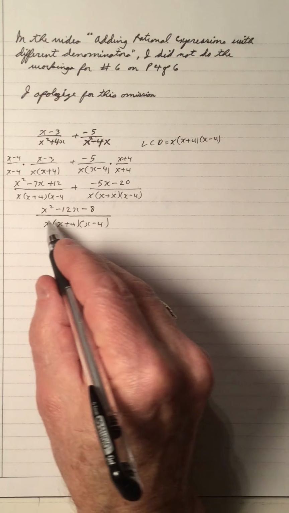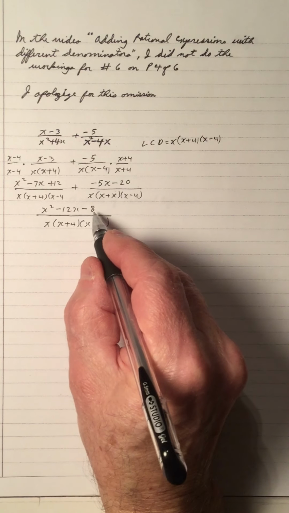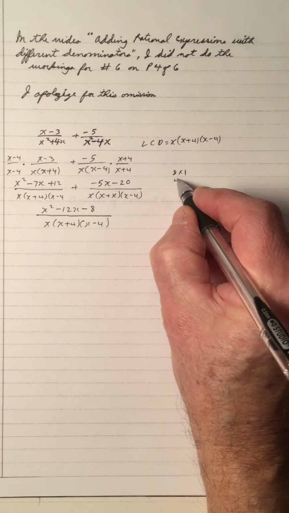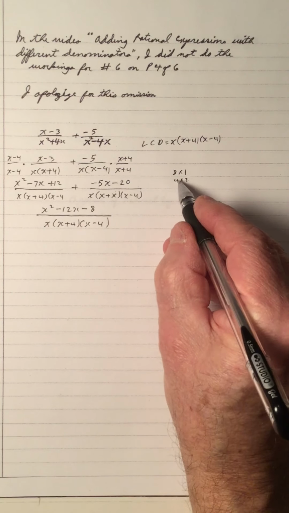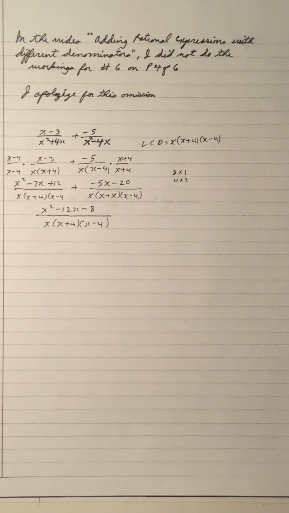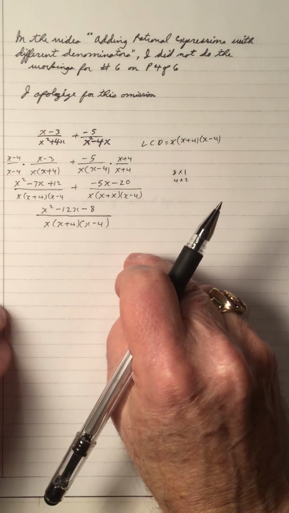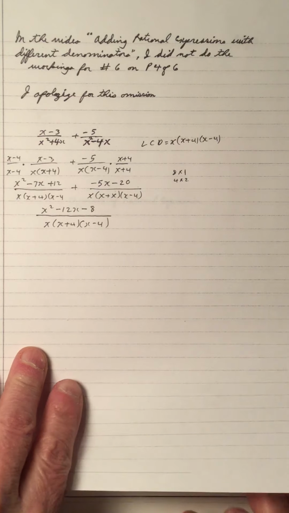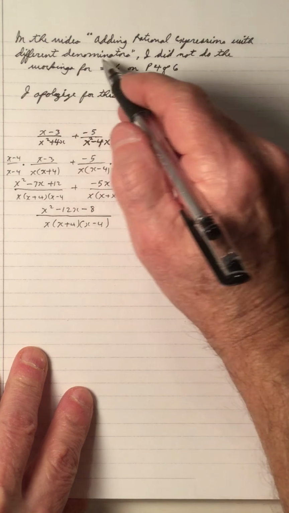And can we factor this? The factors of 8 are 8 times 1 and 4 times 2. So the factors of 8, no matter what you do, will never give you a negative 12. So that's the problem that I omitted in the previous video on adding rational expressions with different denominators. Just check it out to make sure.